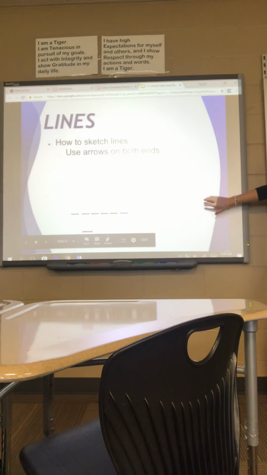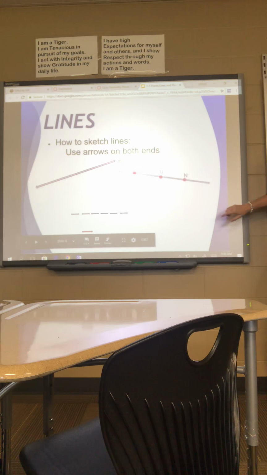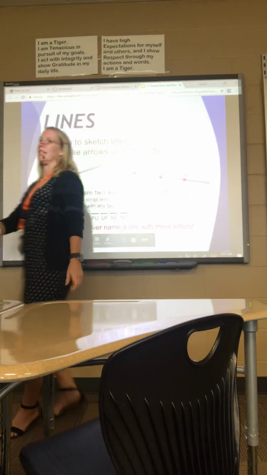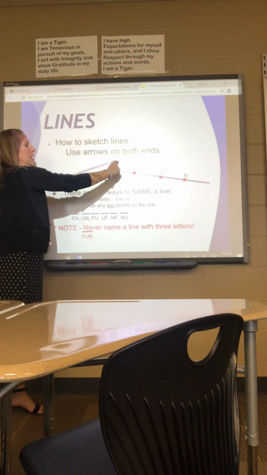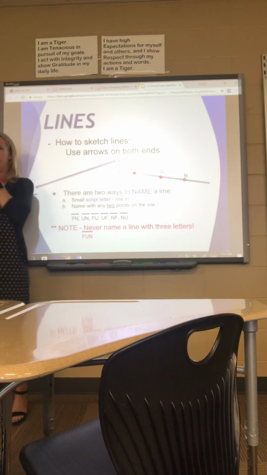Okay, with lines, how to sketch lines, you have to have arrows on both ends. There are several ways to name lines. You might see a line like this. This would be line M. It'll have a script, kind of like a cursive letter at the side. That would be line M.